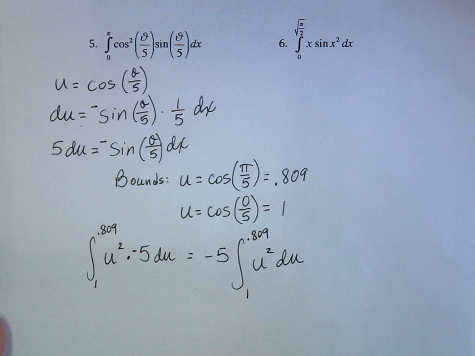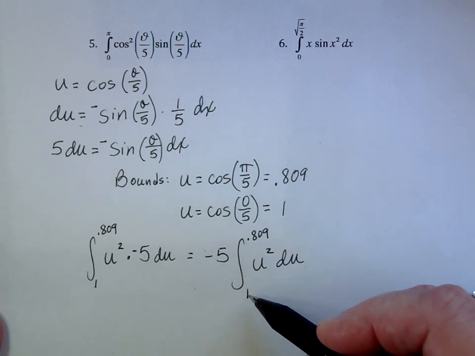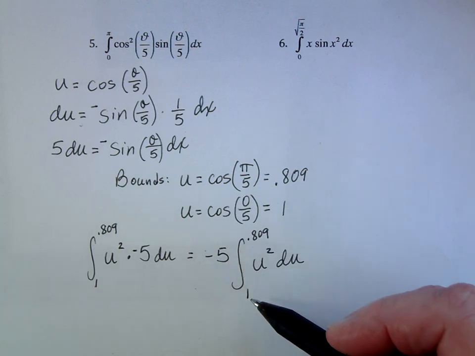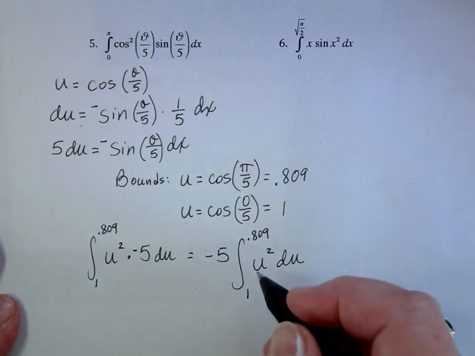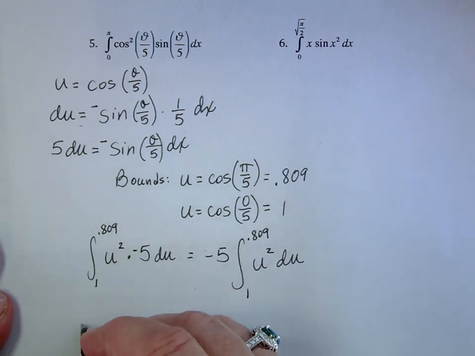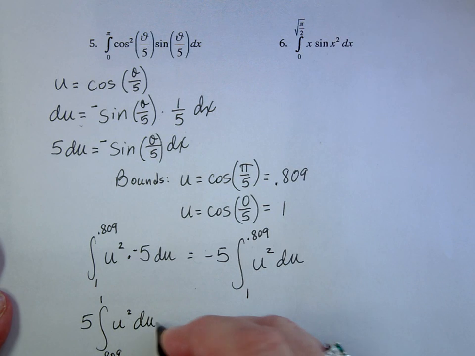But there's an issue with that, right? There's an issue because if I take this, do you notice this? Look at my bounds. My bounds are not quite right, are they? I've got the lower bound being on top and the upper bound being on the bottom. So do you remember how we adjust that? We adjust that by taking and flipping them but changing the sign. So this would actually turn into a positive 5 integral of 0.809 on the bottom, 1 on the top, of u squared du.